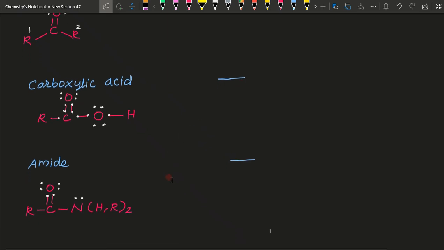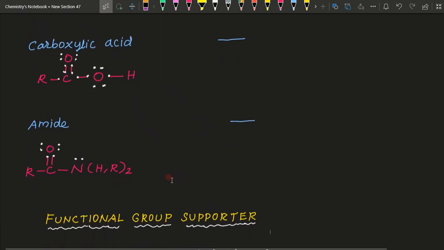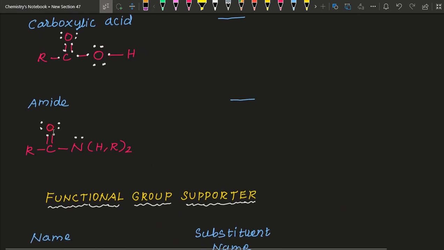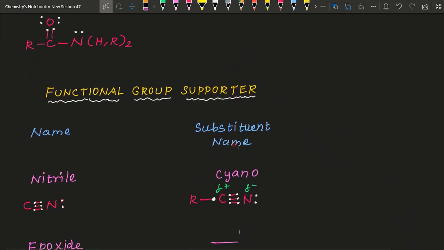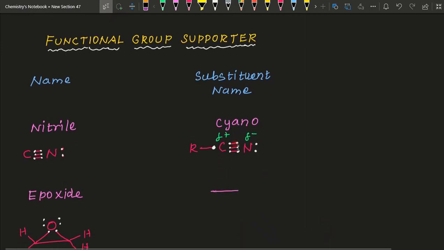Next, amide. Here is the same thing, same thing here. There is no substituent name. Next, the functional group. This is the name, this is the substituent name.